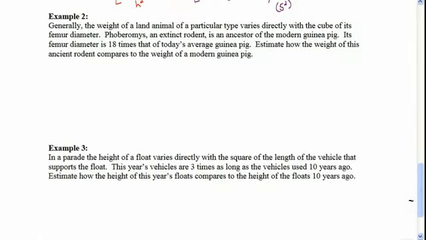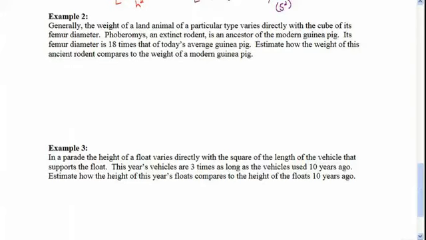Now we could apply this to some story problems. So let's look at a couple here. Let's look at this first one. It says generally the weight of a land animal of a particular type varies directly with the cube of its femur diameter. Phoboromus, or however you pronounce that, an extinct rodent, is an ancestor of the modern guinea pig. Its femur diameter is 18 times that of today's average guinea pig. Estimate how the weight of this ancient rodent compares to the weight of a modern guinea pig.